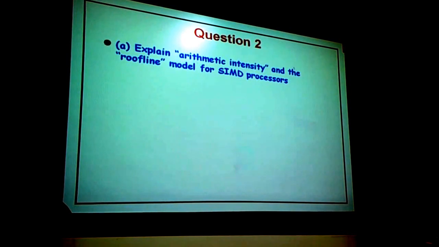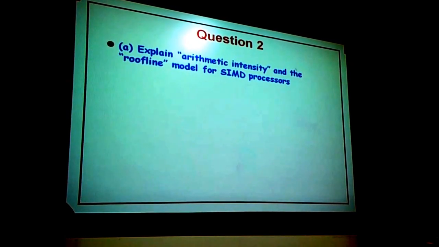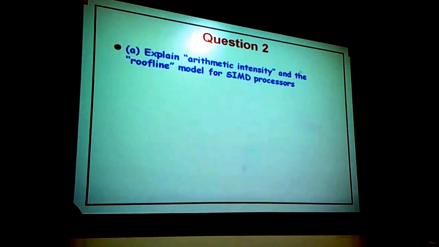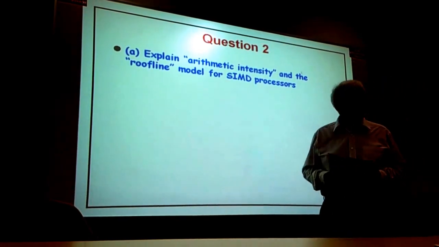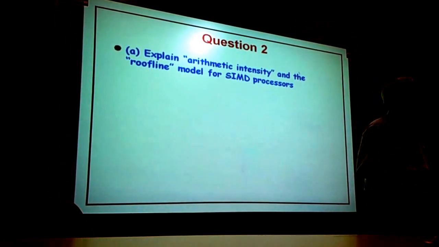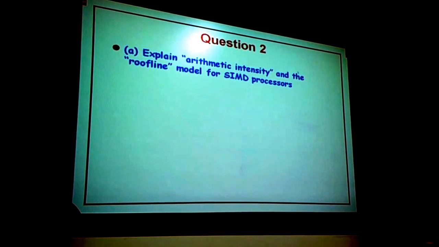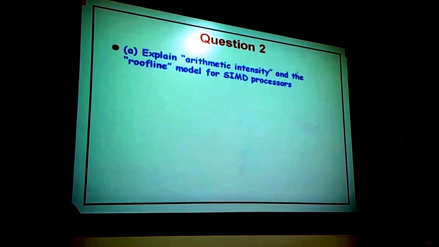This question asks us to explain what is meant by arithmetic intensity, and also we're asked to describe what's called the roofline model for SIMD processes. So can somebody give me a definition of arithmetic intensity? What does it measure?